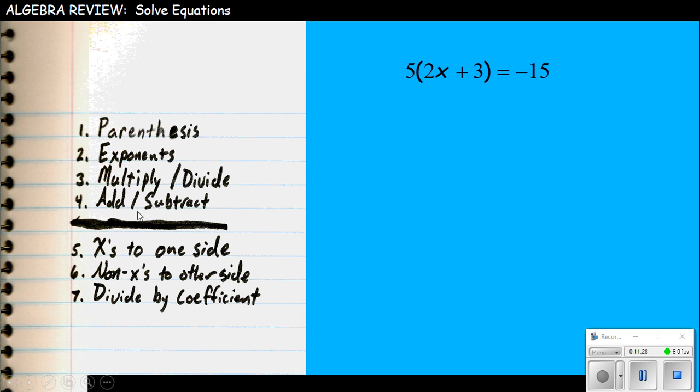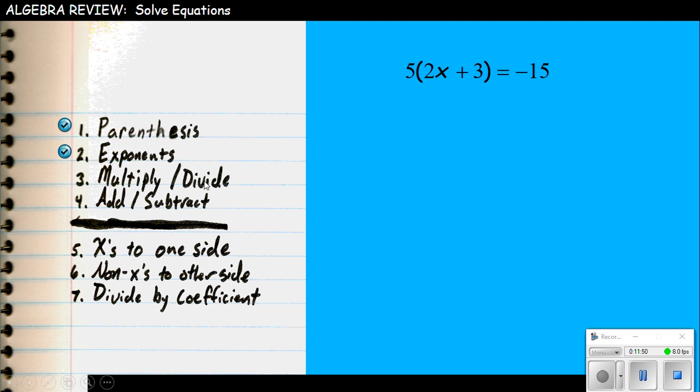It may be worthwhile to take a screenshot of this, or take a picture, or write it down somewhere so you have it, especially if you struggle with the problems that you're going to see later in this video. So first step, parentheses. We do have parentheses in this problem, the 2x plus 3, but they're not like terms, so we can't add them.